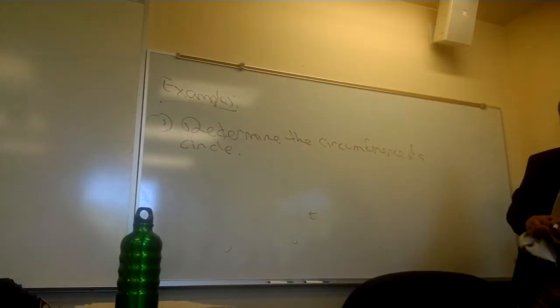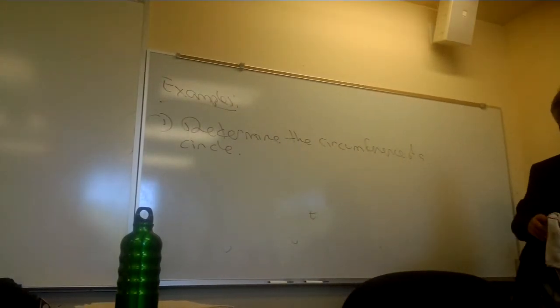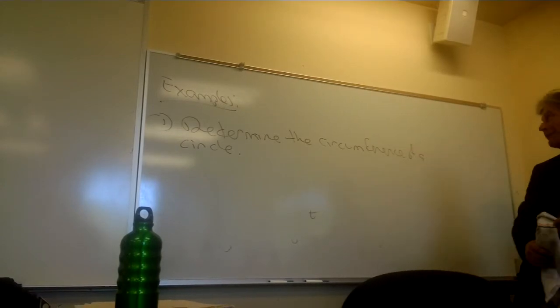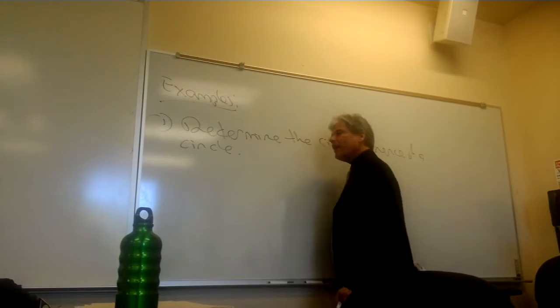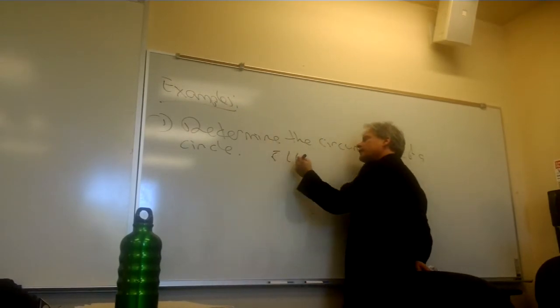So if you really want to impress somebody at the next party you go to, just talk about the circumference of a circle. Just do it in a more elegant fashion. How can I describe a circle with a vector valued function?